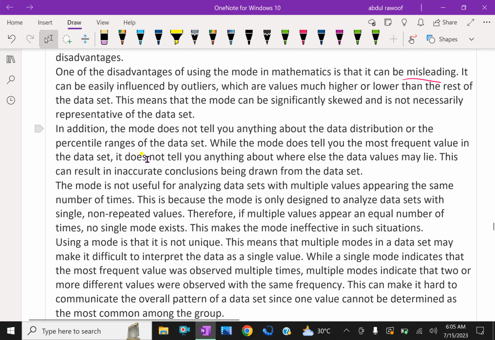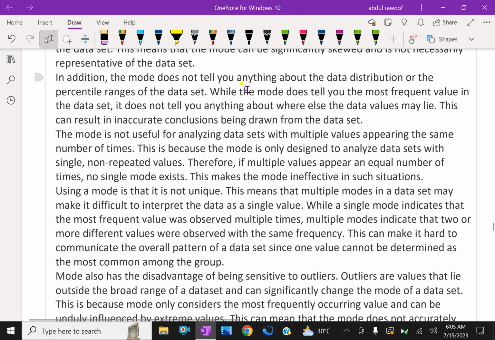In addition, mode does not tell you anything about the data distribution. It can't tell the data distribution clearly or the percentile ranges of the data set. While the mode tells you the most frequent value in the data set, it does not tell you anything about where else the data values may lie. This can result in inaccurate conclusions being drawn from the data set.